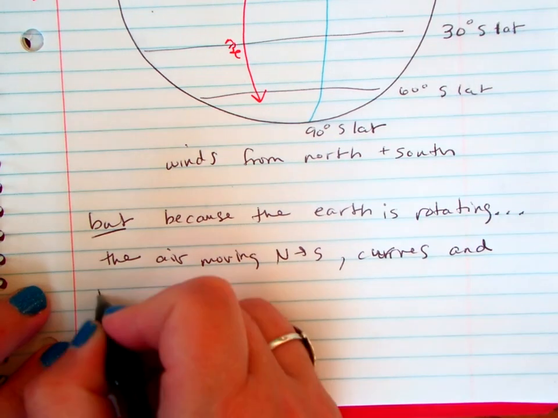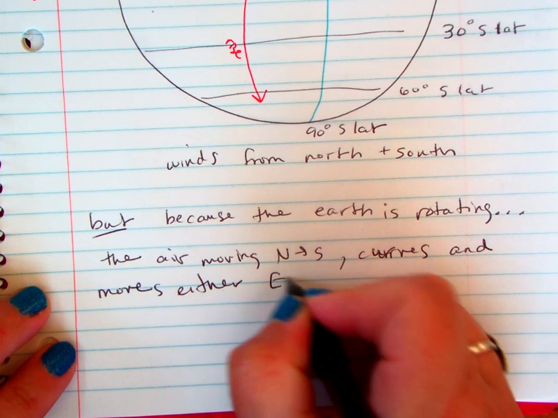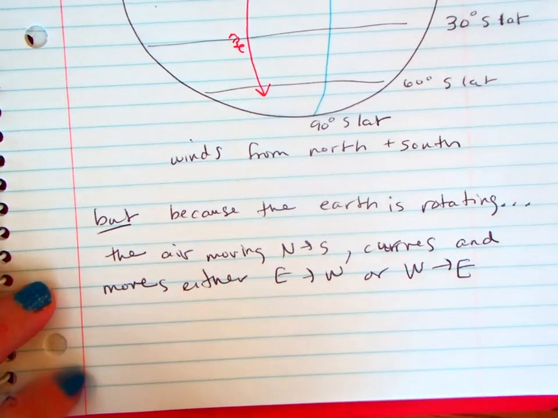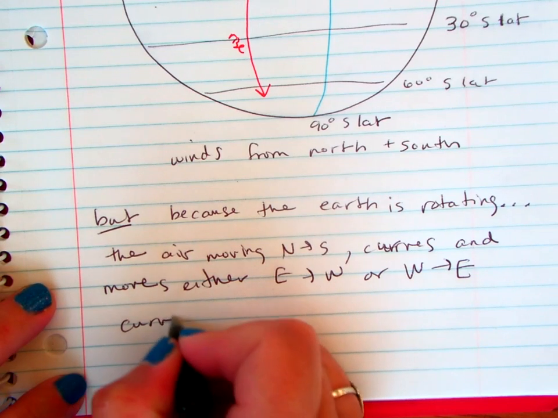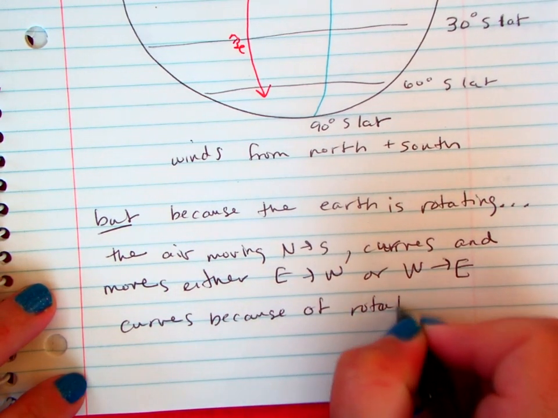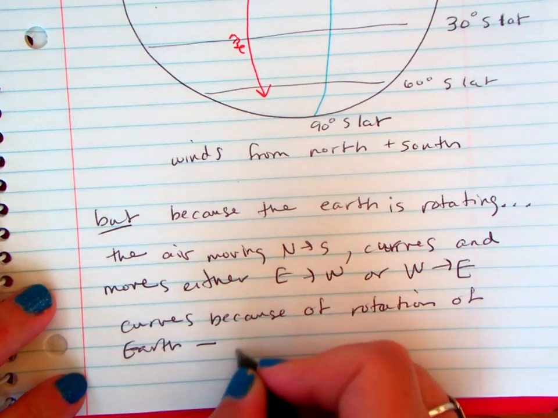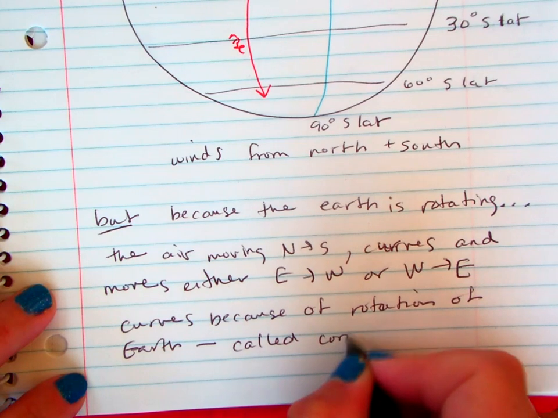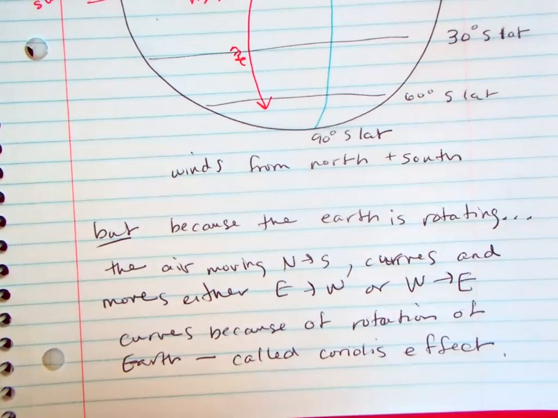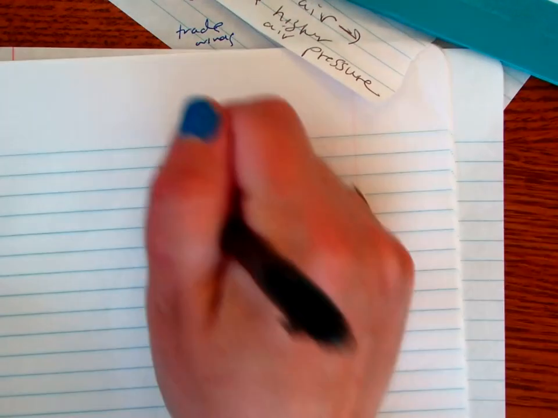In some cases it depends, but it moves either east to west or west to east, because it curves because of the rotation of the Earth. And that is called the Coriolis effect. So what actually happens, I'll try to draw this as best I can, on the Earth.